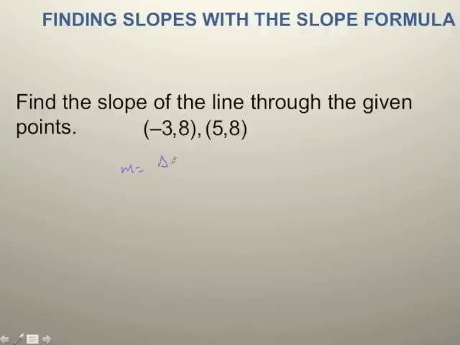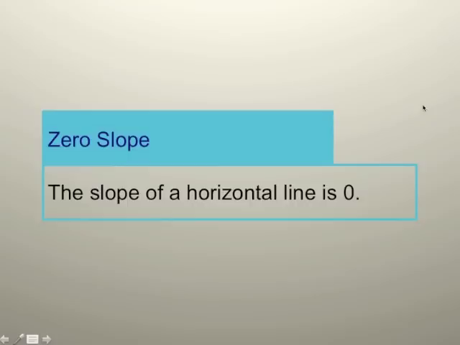Here, through these given points, slope is the change in y over the change in x. So 8 minus 8 and 5 minus negative 3. That'll be 0 over 8, or the slope is 0. Notice the y values stayed the same. This is actually the horizontal line, y equals 8. The slope of a horizontal line is 0.